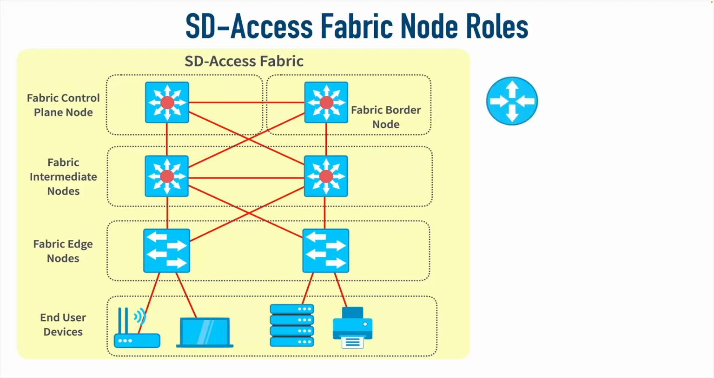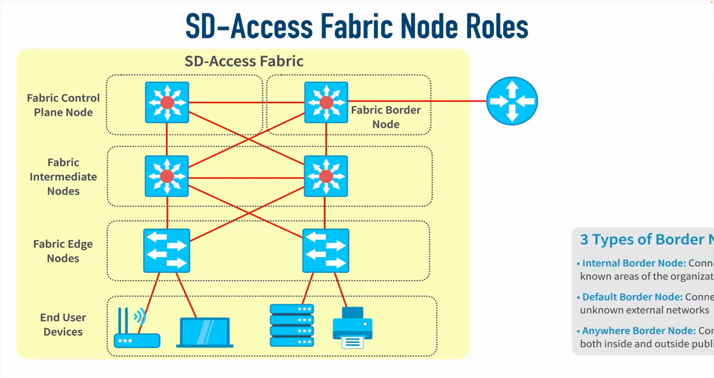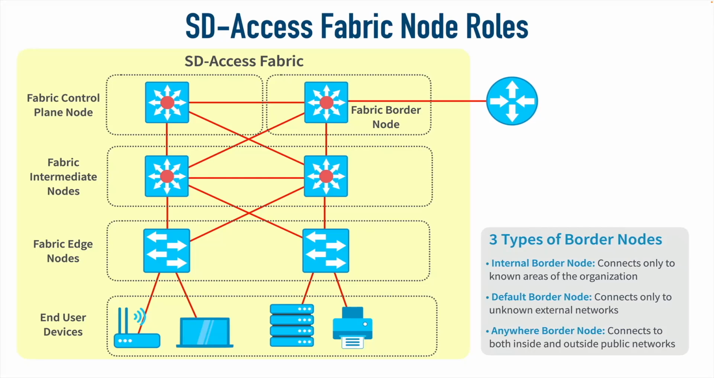It's going to connect us out to the rest of the world, and there are three types of these Fabric Border nodes. First up is the internal border node. This is going to connect us to trusted networks within the organization. There's the default border node. It's going to connect to untrusted networks like the internet. And an anywhere border node can connect to both inside and outside public networks.